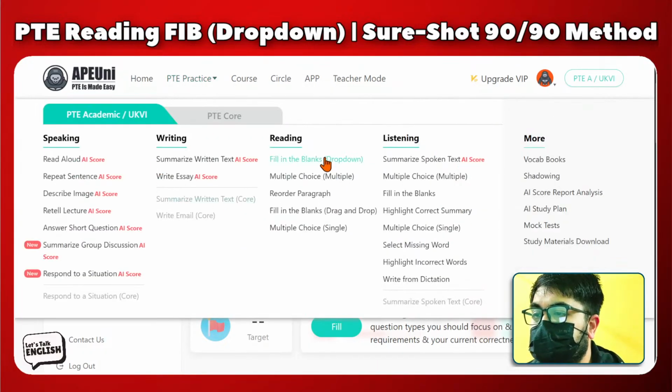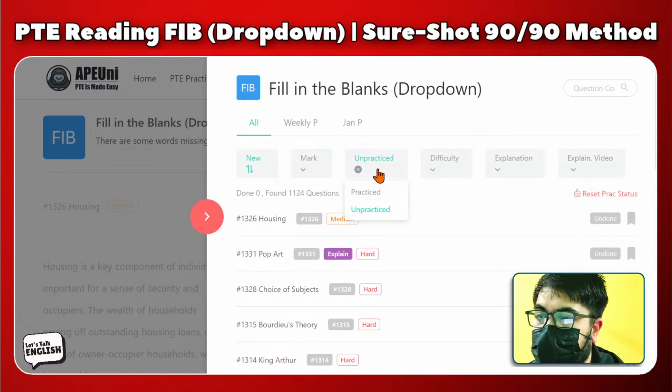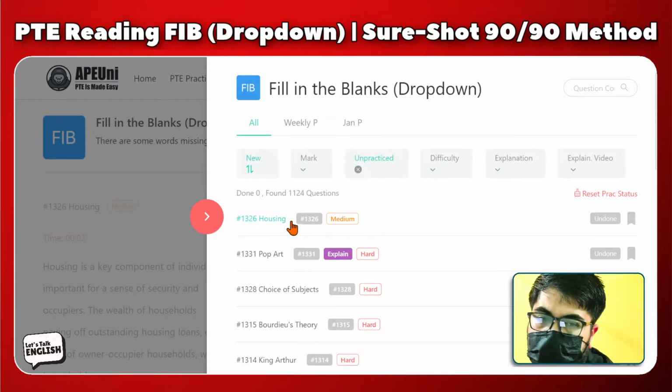Okay, so I will choose fill in the blanks, and here I will choose unpracticed, right? Our number one question is going to be about housing.